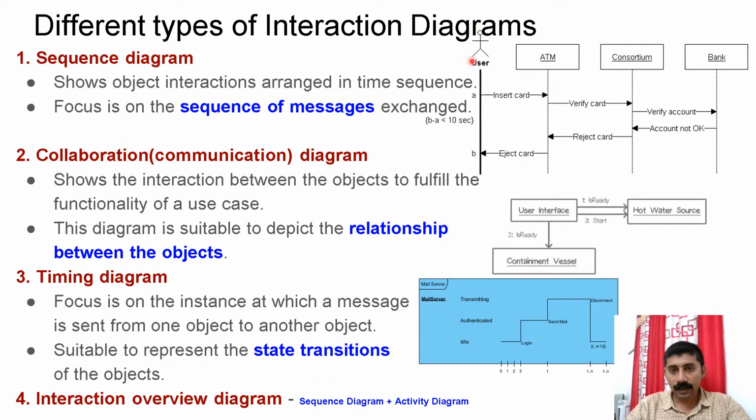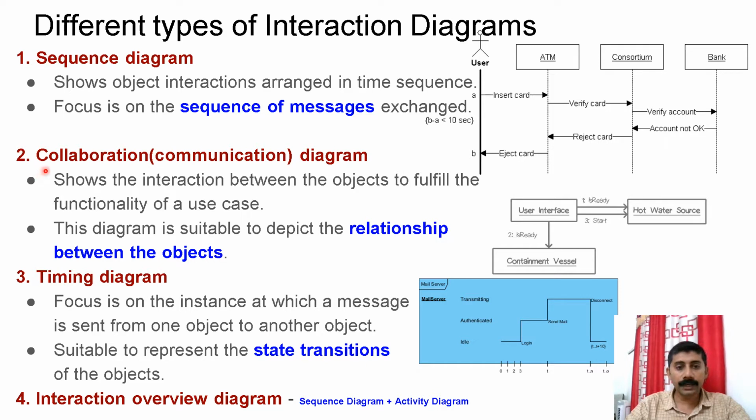See here we have one actor. That actor is nothing but the ATM card user. The user is inserting the card into the ATM machine. Then the ATM machine will contact the ATM consortium. Then the consortium will redirect the verification request to the corresponding bank. Then the bank will respond with the account status. In this particular example, the operation is rejected by the bank. So this kind of diagram representing the sequence of messages exchanged is the sequence diagram.